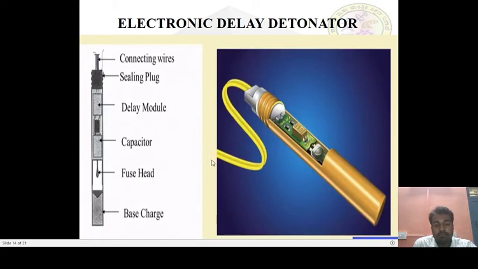Now, once the current passes through this detonator, it passes through the delay module and then to the capacitor. In the capacitor, this current starts storing. During the time you have set on the surface, this energy is released. As the energy is released, the fuse head starts giving the spark. As the spark is initiated, this detonator is detonated. Now, before this, we have to see.